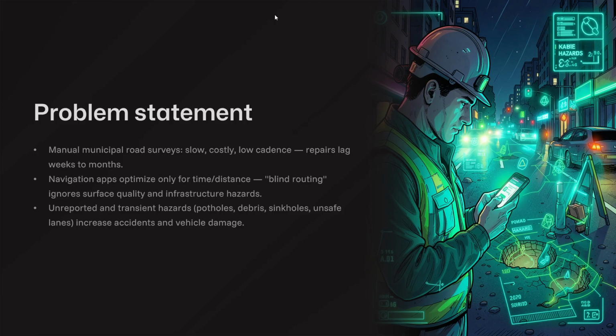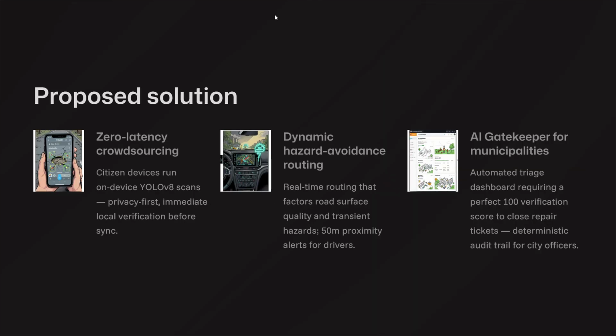So what happens is citizens keep hitting the same pothole again and again. Drivers have no idea and officers are just guessing. Basically, the whole feedback loop is broken.